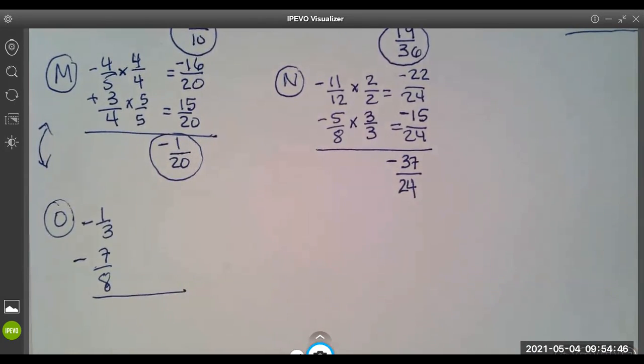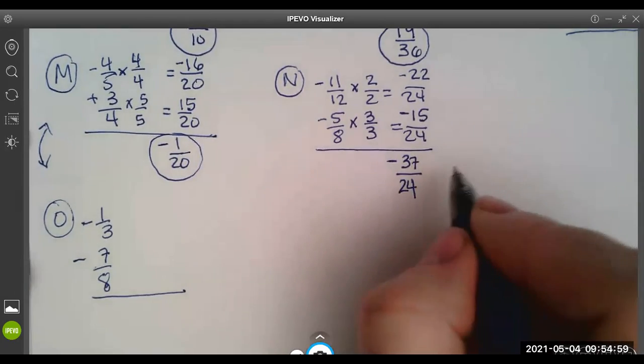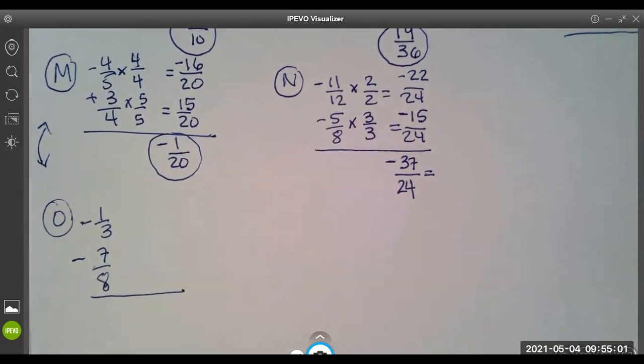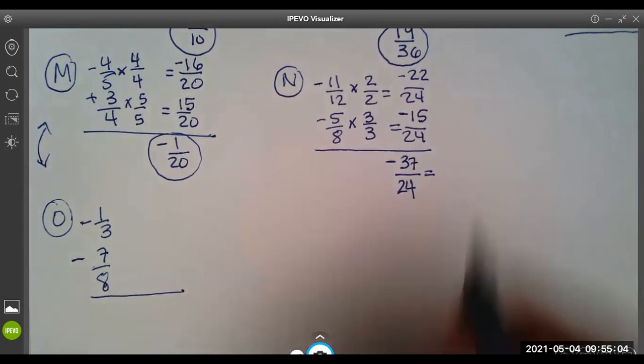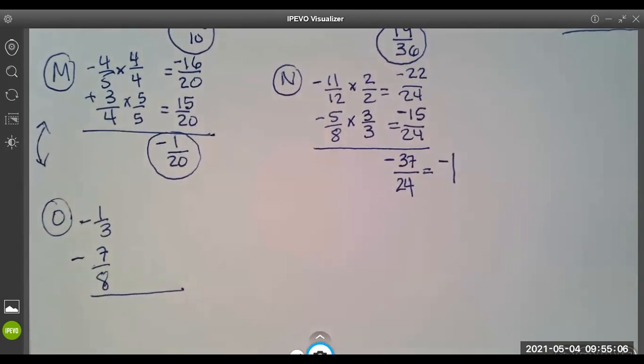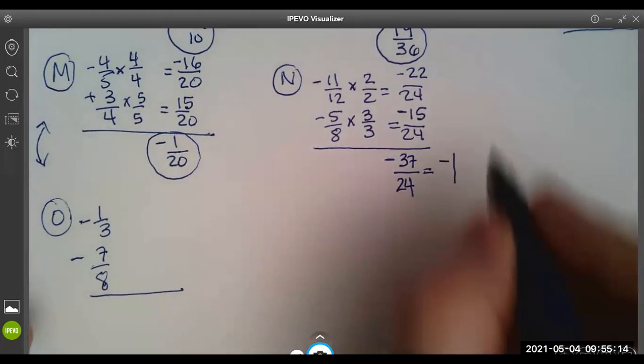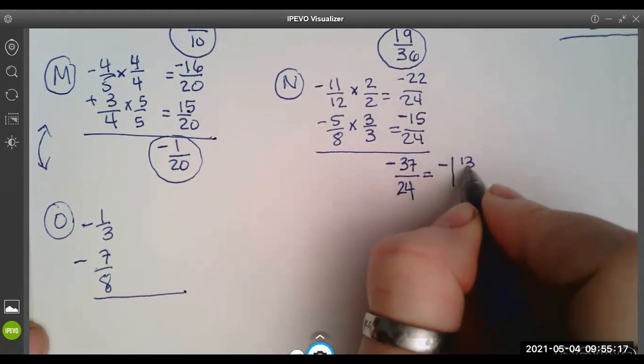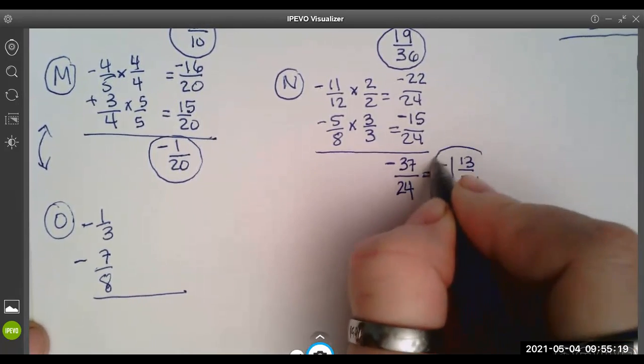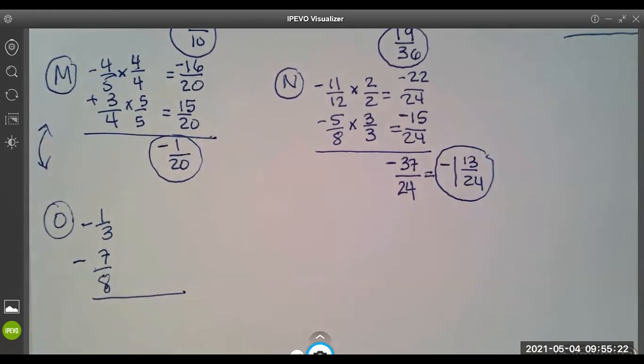Is that simplest form? Can we divide the top and bottom by something to make them smaller like we did back on G and W? No. So we just have to turn this into the mixed number. How many 24s are sitting inside 37? One big one, so negative 1. What would the remainder be? 37 minus 24. What's the remainder going to be? 13 over 24. Because remember, the remainder makes the top of the fraction. That's the mix.